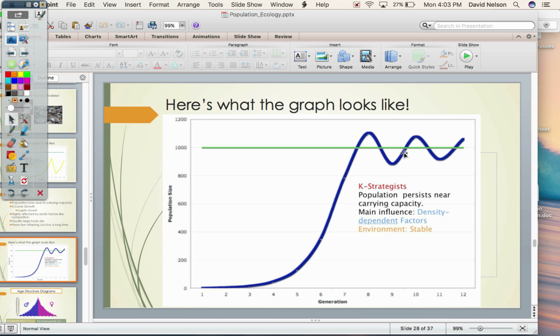Now we have available resources again. So we're going to end up with an increase in the birth rates as more organisms start living and are able to reproduce. Eventually we're going to cross back over the carrying capacity, and this process will just recur over and over and over. But again, we are controlled by density dependent factors. How many there are of us depends on our survival.